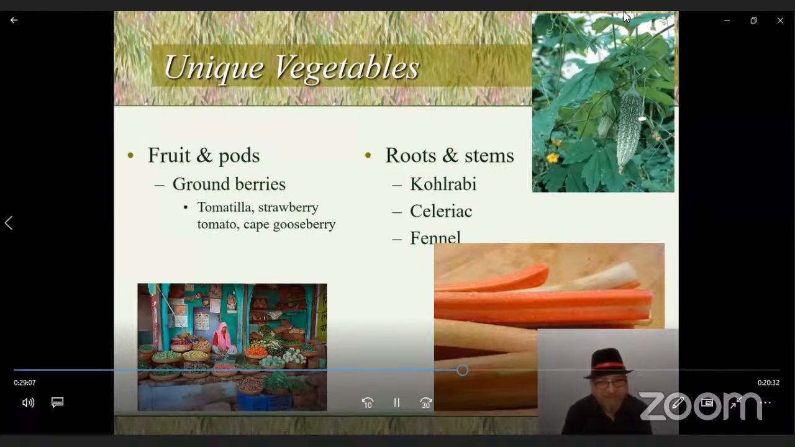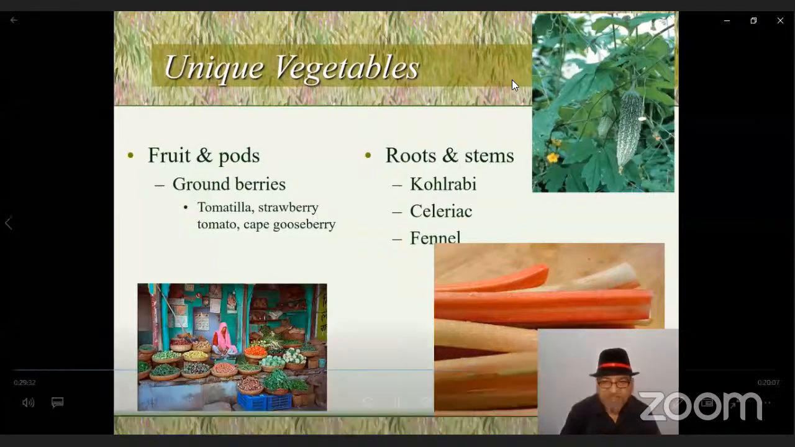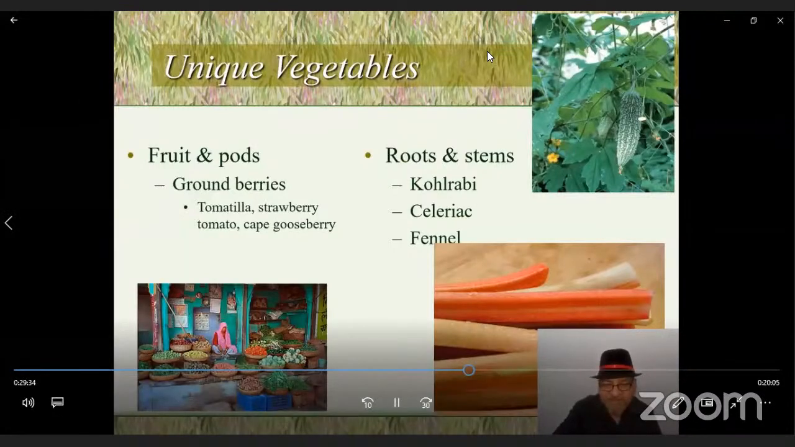We move on to the last part of today's presentation, which is unique vegetables. Some vegetables are unique, very rarely to be seen. Among fruits and pods, such as ground berries, tomatillo, strawberry tomatoes, and cape gooseberry. In roots and stems, we have kohlrabi, celeriac, and fennel. So these are the vegetables that we are going to be showing.